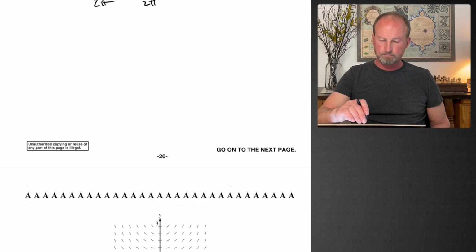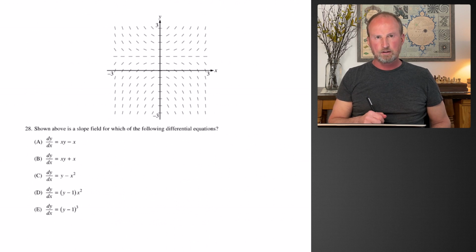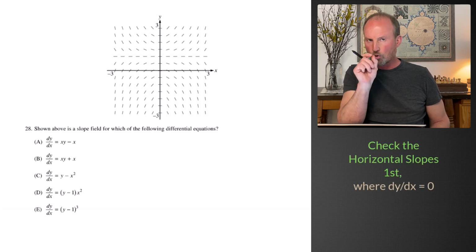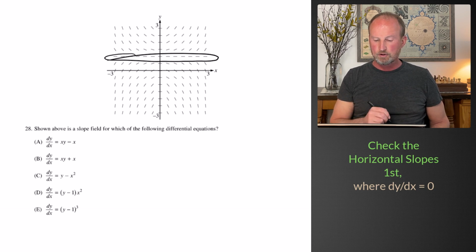Okay. 28. Graphs can be hard. They can be easier if we have little tricks, but they can be hard. So let's talk about some tricks. When I do these, first thing I do is I want to find out, where do I have horizontal slope fields? Where's my slope field horizontal? That would be anywhere y is equal to 1. Be careful. It looks like it's 2, but we're counting by halves.